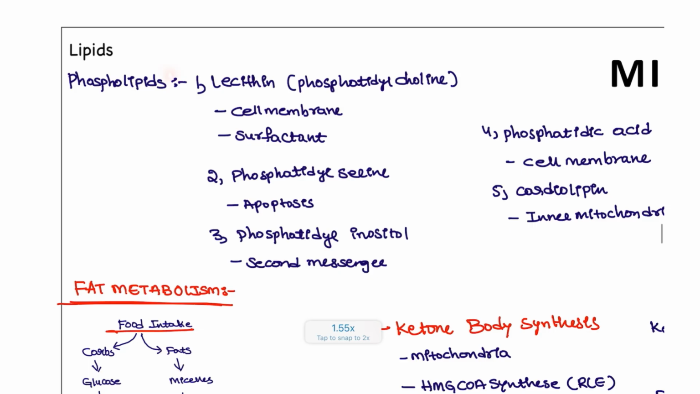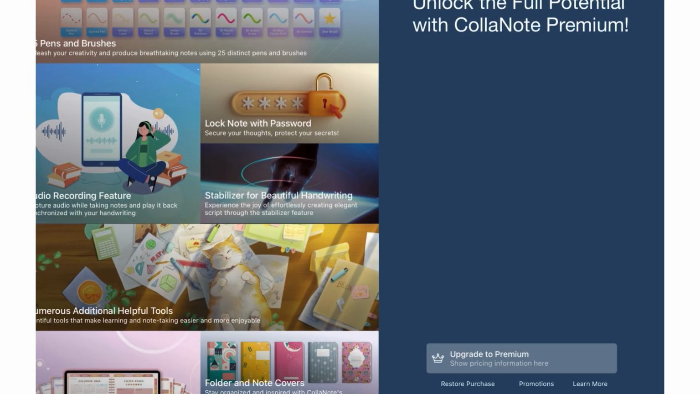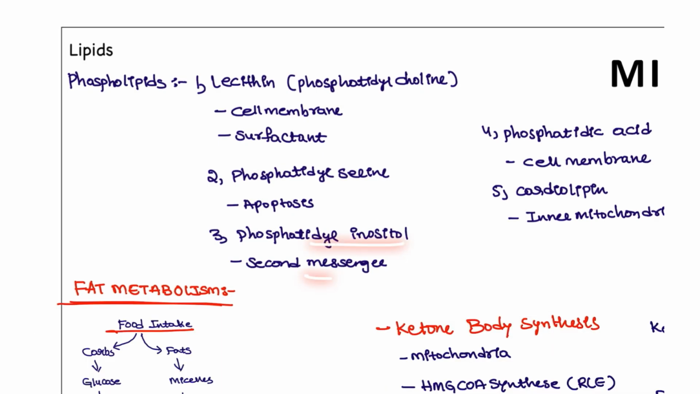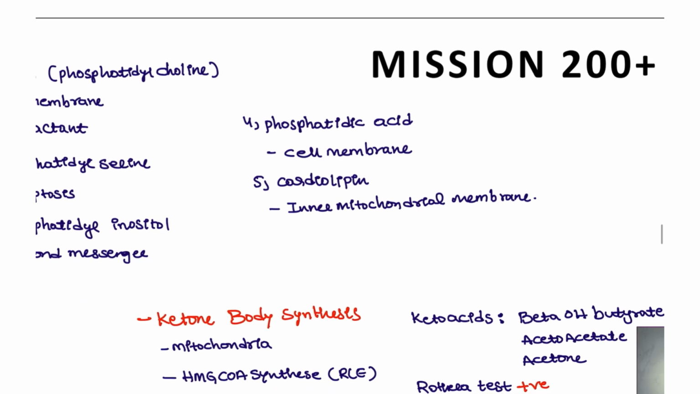Next, coming to the lipids, the most important lipids: lecithin, phosphatidylcholine. This is present in the cell membrane and the surfactant. Next, phosphatidylserine. This is present in apoptosis, and phosphatidylinositol is present for the second messenger. Next, phosphatidic acid is present for the cell membrane, and cardiolipin is present in the inner mitochondrial membrane.